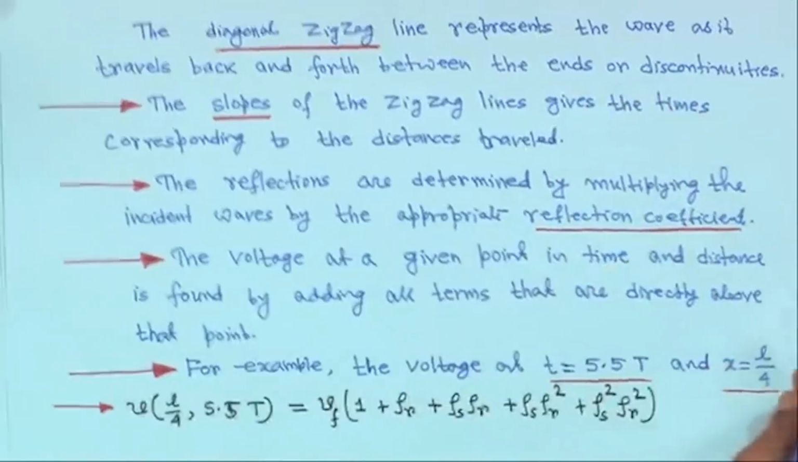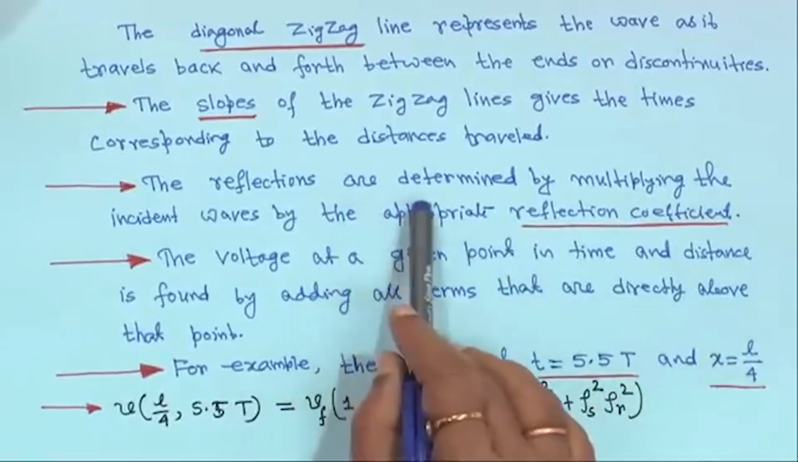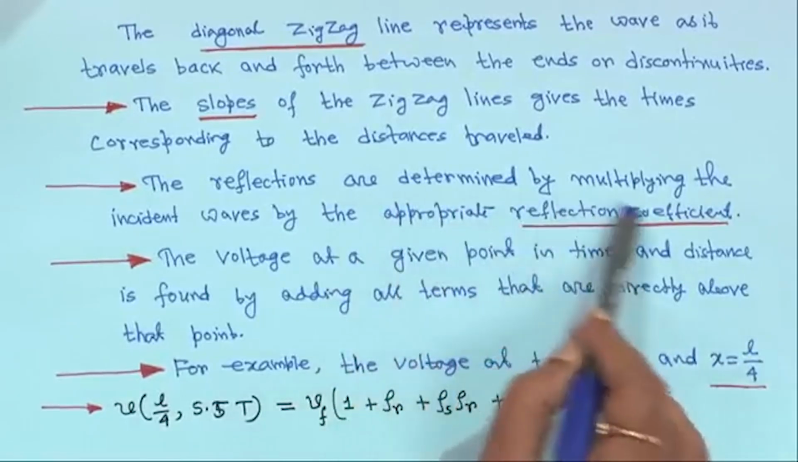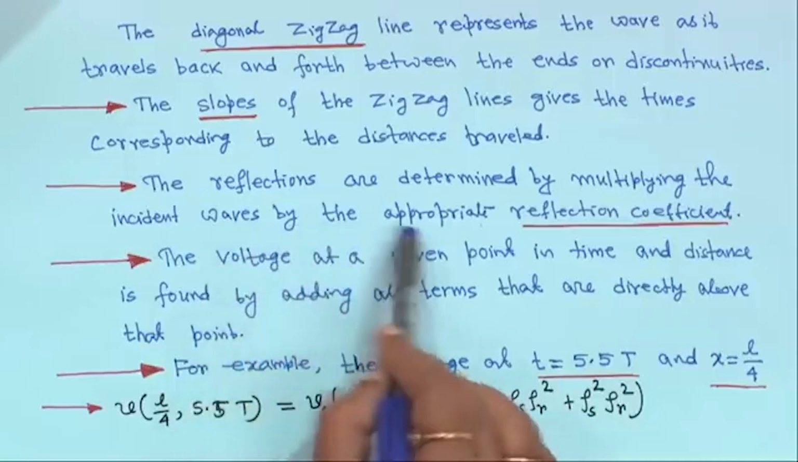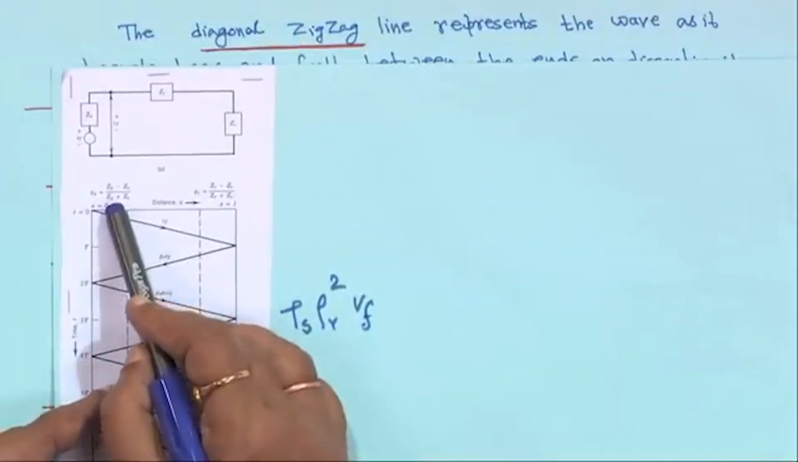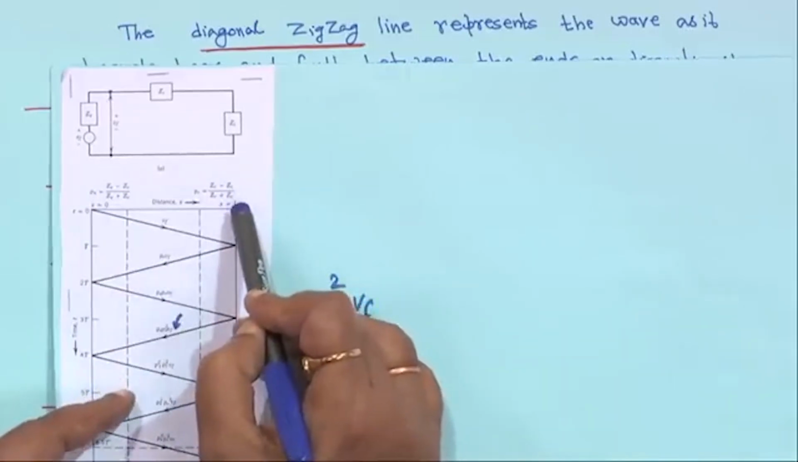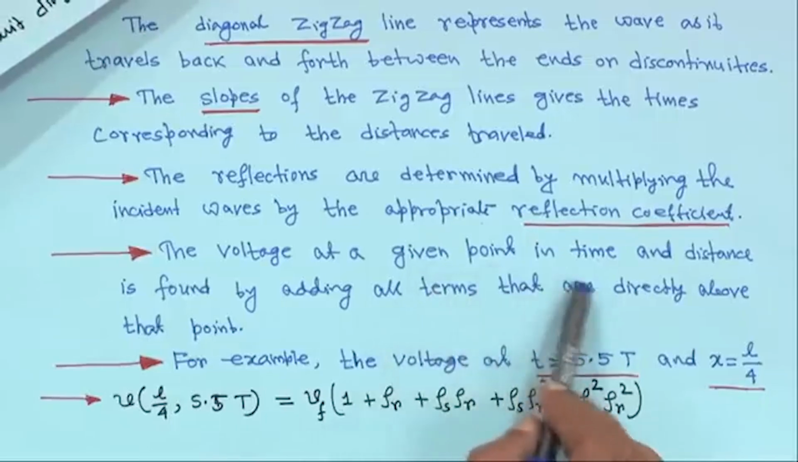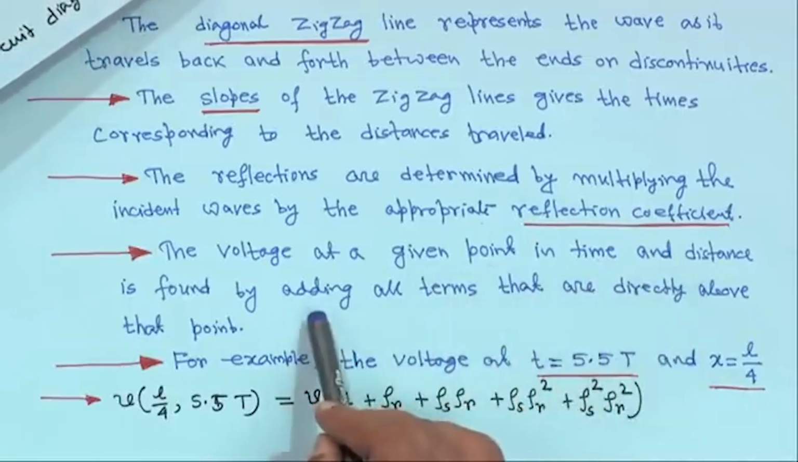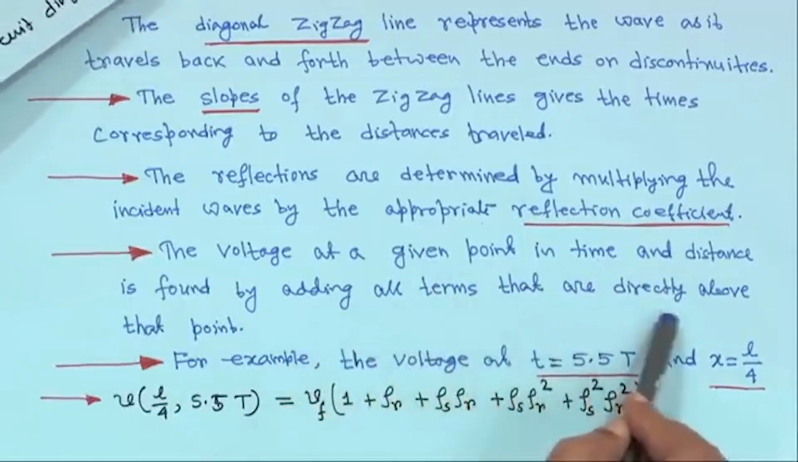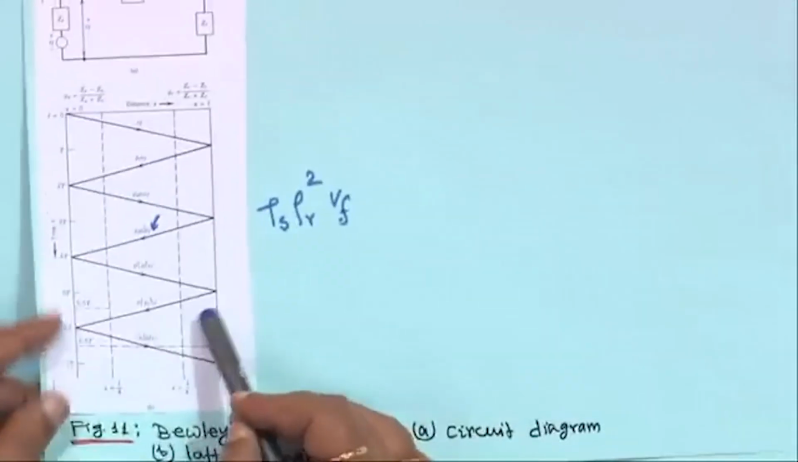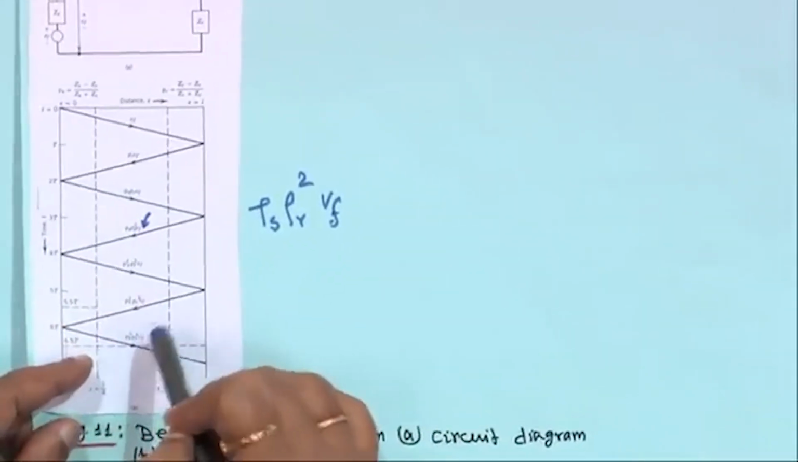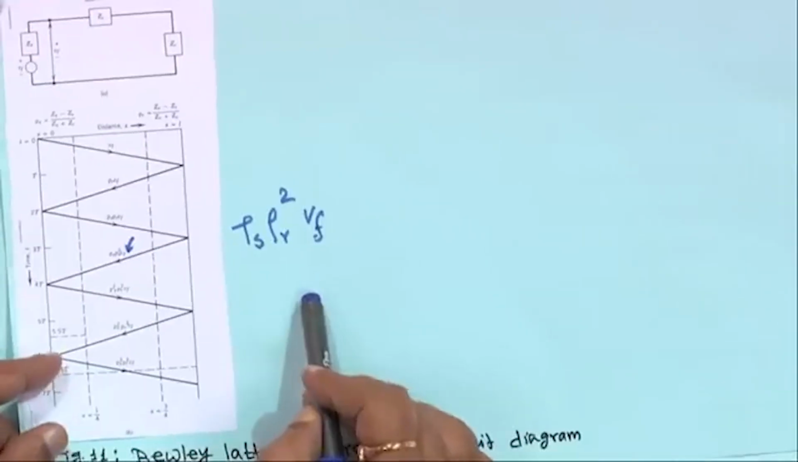Corresponding to the distance travelled, the reflections are determined by multiplying the incident waves by the appropriate reflection coefficient. This is the sending end reflection coefficient, and this is the receiving end reflection coefficient. The voltage at a given point in time and distance is found by adding all terms that are directly above that point. How to find the voltage, I will come back to soon.